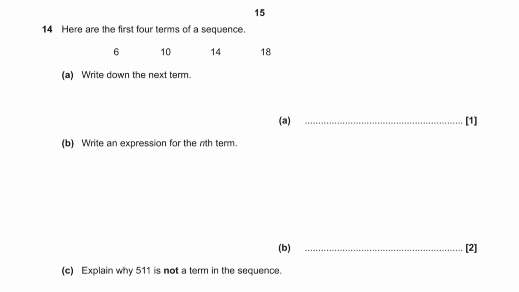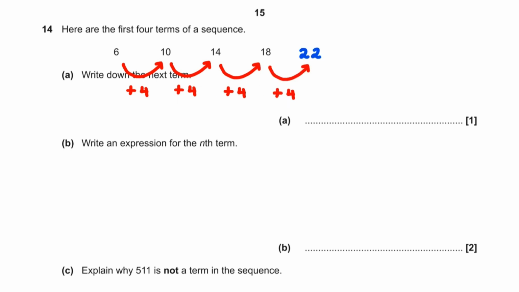Question number 14. Here are the first 4 terms of a sequence. We have to write down the next term. Well, what am I doing to go from one term to the next? Well, to go from the 6 to the 10, I add 4, 10 to the 14, I add 4, 14 to the 18, I add 4. So if I add 4 again to 18, I get 22. So the next term is 22.